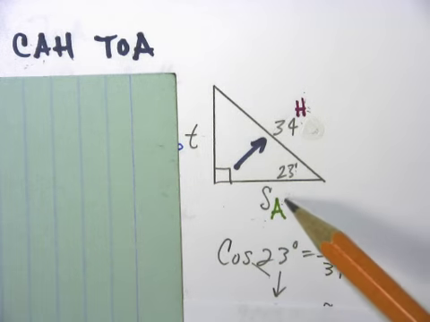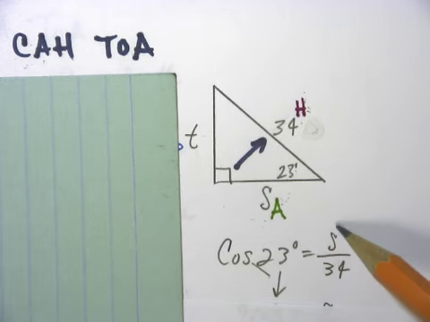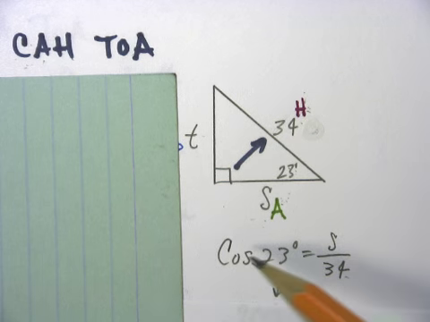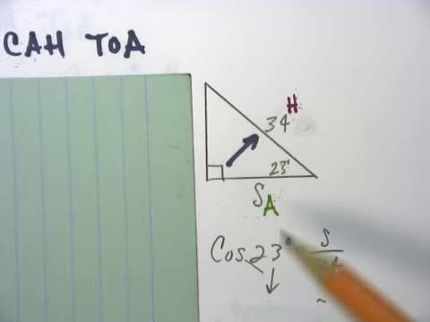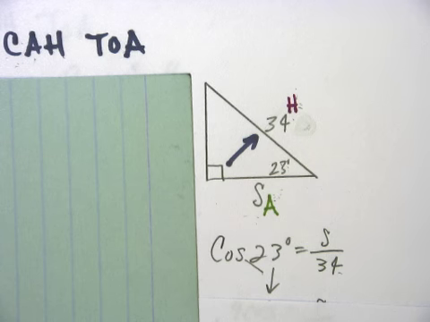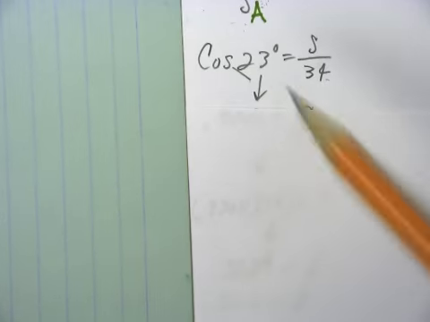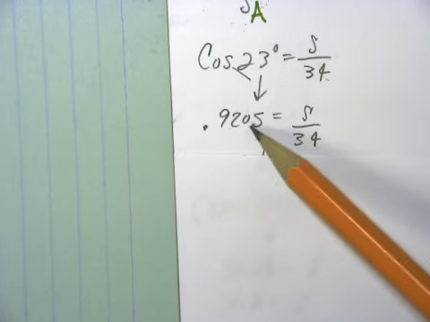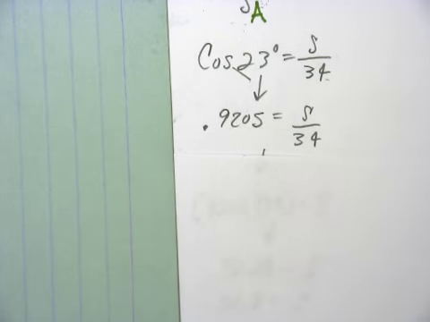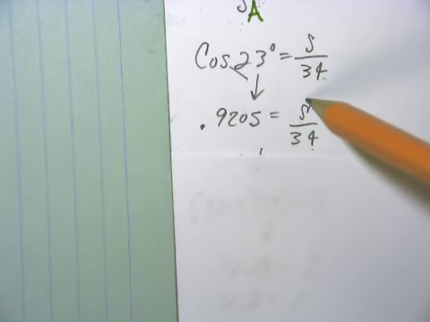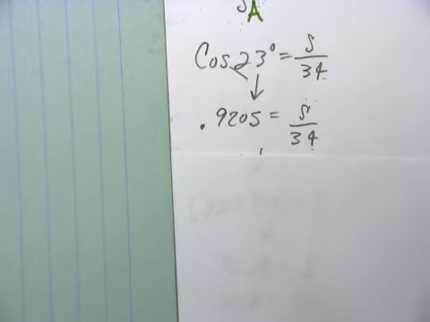Cosine of 23 is the adjacent over the hypotenuse. Adjacent is S, which I don't know yet. Hypotenuse is 34. So the cosine of 23 degrees is S, which I'm looking for, over 34. Now I'm going to plug it into my calculator. The cosine of 23 is 0.9205, and that's S over 34.